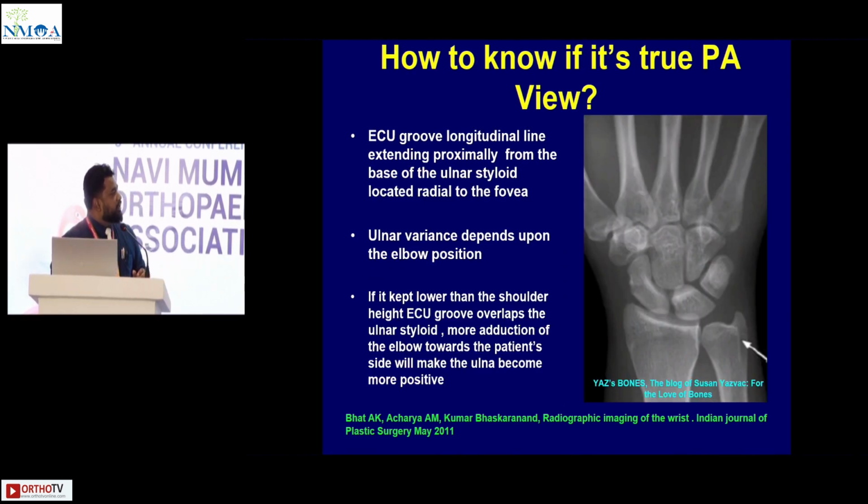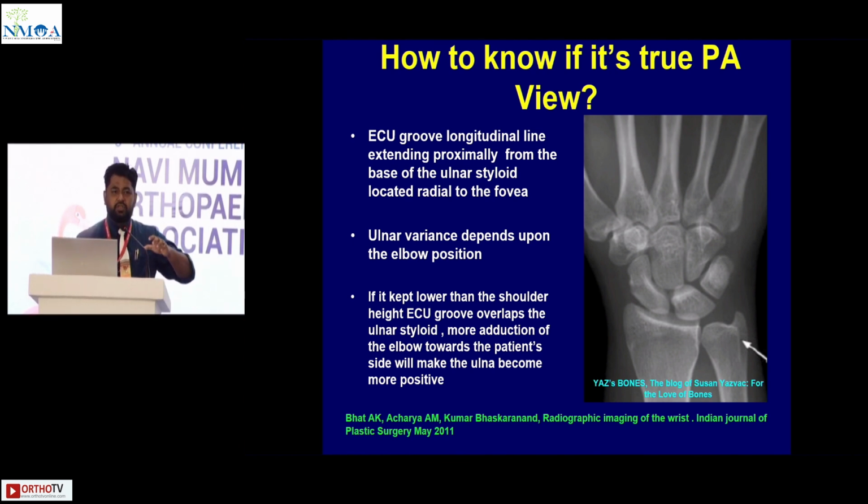Then again, the ECU groove. Now what is the ECU groove? A good PA view will definitely give you a good ECU groove. This is a longitudinal groove extending proximally from the base of the ulnar styloid, located radial to the fovea.